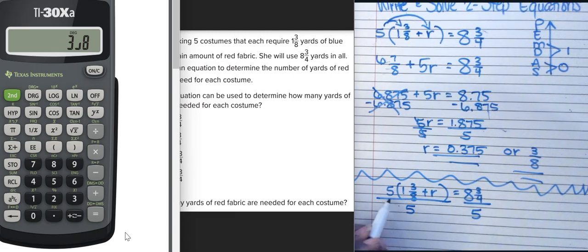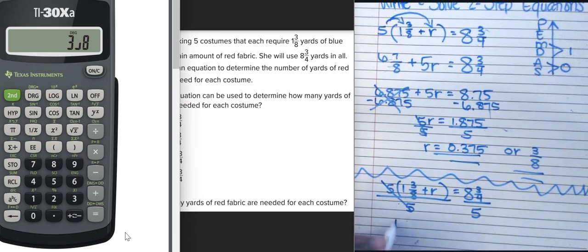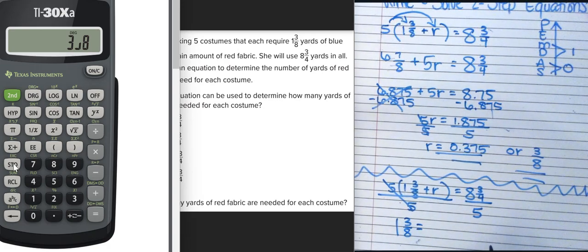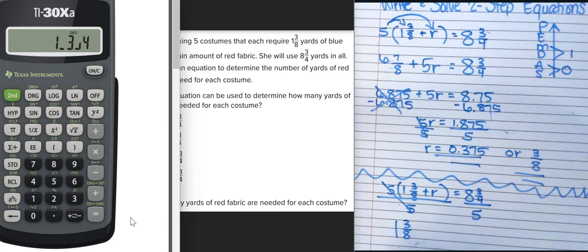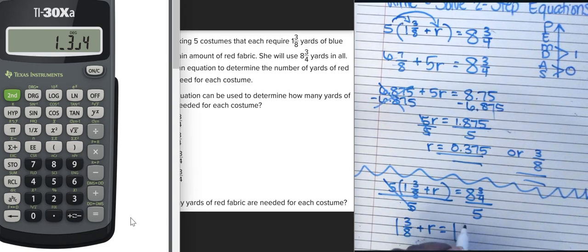That multiple of 5, we're going to cut it out. So 5 divided by 5 leaves me with 1. So now I'm left with 1 3/8. Maybe I should make this a little bigger. Okay, so we're left with 1 3/8. And that is going to be equal to 8 3/4 divided by 5. So 8 3/4 divided by 5 gives me 1 3/4. Okay. Oh, I forgot something. So we have 1 3/8 plus r. Don't forget that. That is going to be equal to 1 3/4.